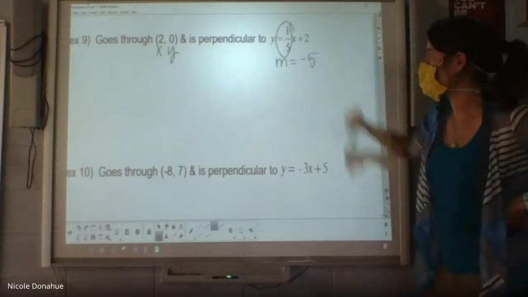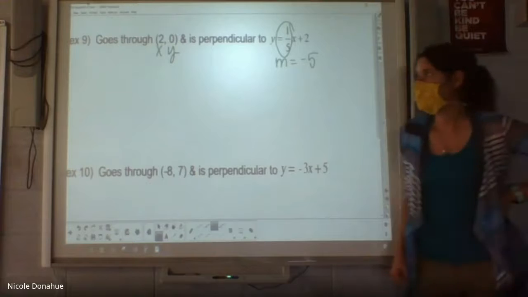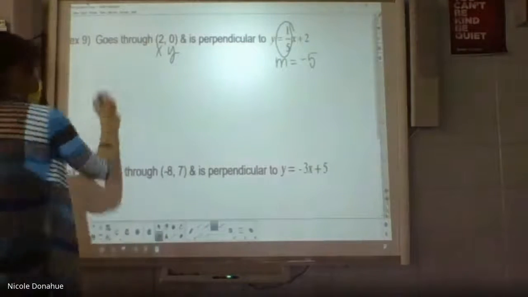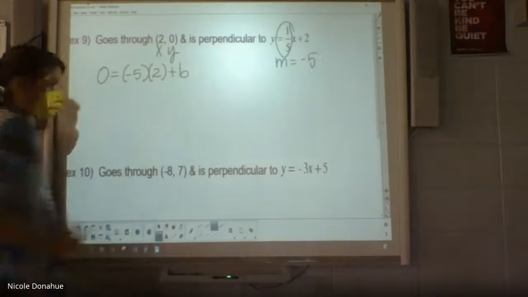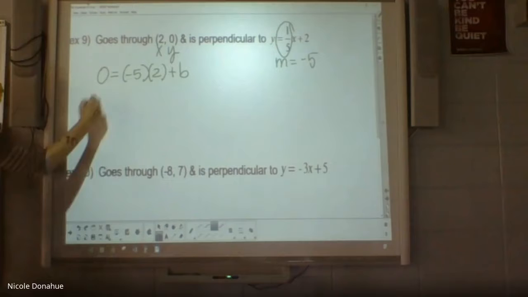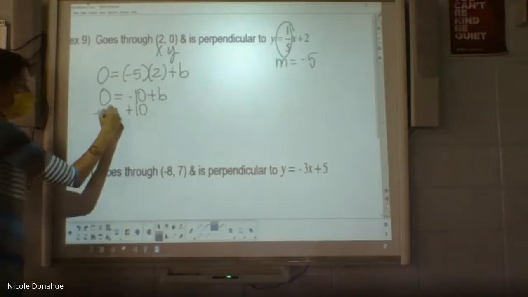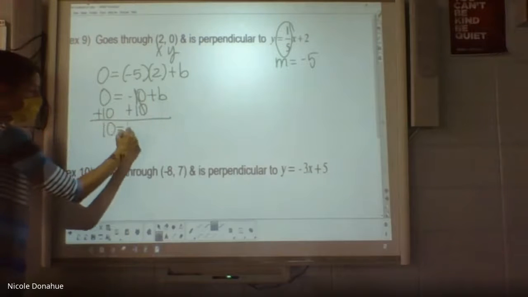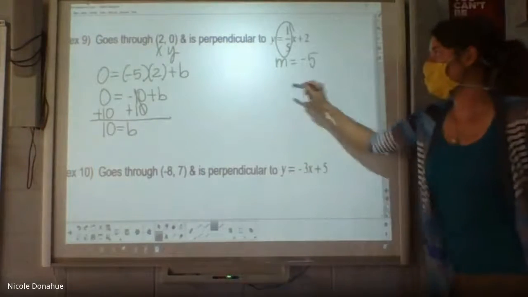So -5/1, or -5. Flip it over, make it negative. So I'm using that new slope. I'm not even using that other equation at all anymore. So I get -10 plus b. So b ends up being 10. Then I can write my equation with my new m and my new b.